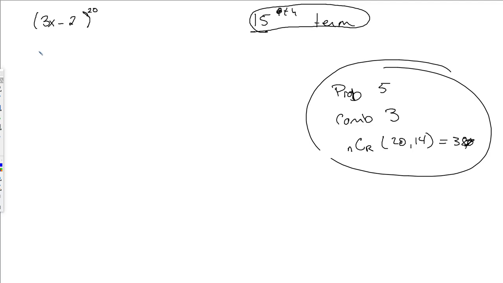So the shortcut for finding that one specific thing is you write your power on the top, the term you're looking for minus 1 underneath it for the combination, the first term, and we're going to raise it to a power, but we'll talk about that power in a minute.